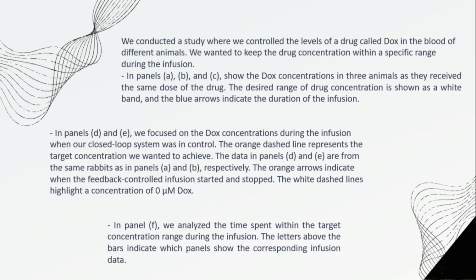The white dashed line highlights a concentration of 0 micromolar dogs. In panel F, we analyze the time spent within the target concentration range during the infusion. The letters above the bars indicate which panels show the corresponding infusion data.